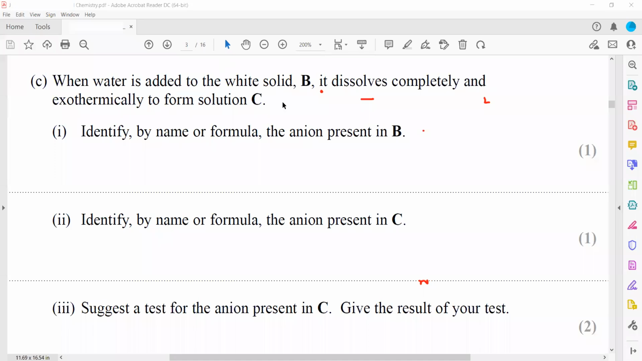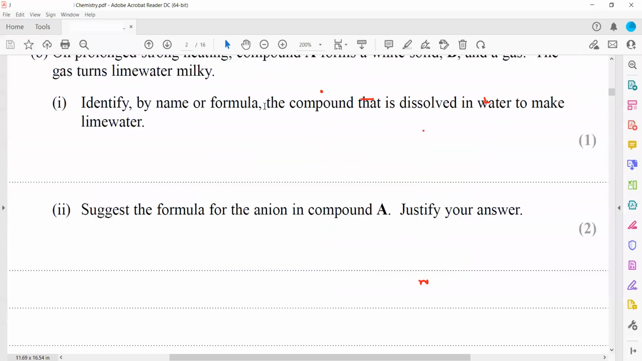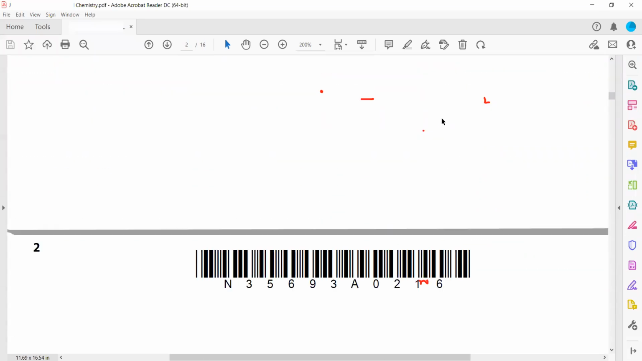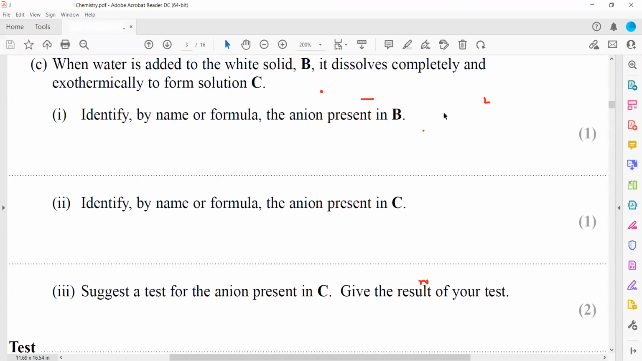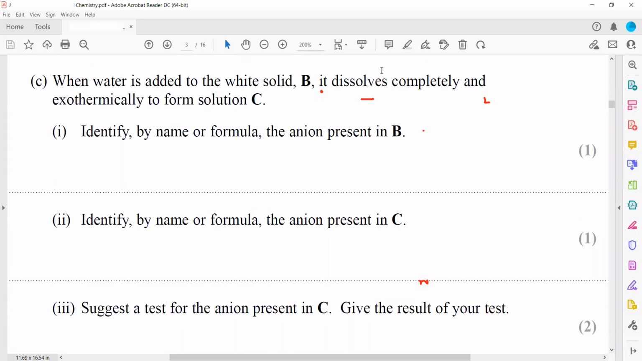The next one: when water is added to a white solid B, what is the solid B? As you can see in the beginning, solid A was lithium carbonate. When we supply heat energy, it becomes lithium oxide. So lithium oxide dissolves completely and exothermically to form a solution C. Identify by name or formula the anion present in B. If we have lithium oxide and dissolve it in water, it will form lithium hydroxide. And we have to identify by name or formula the anion present in B.